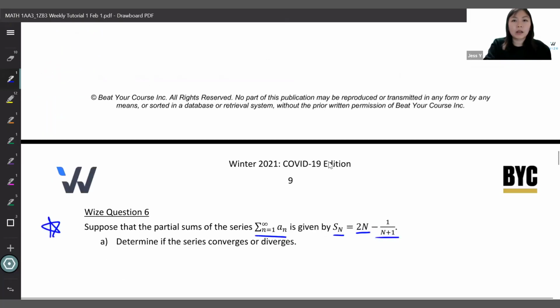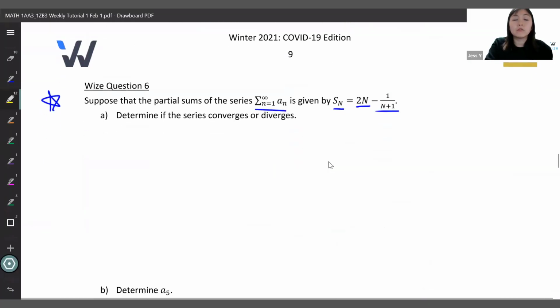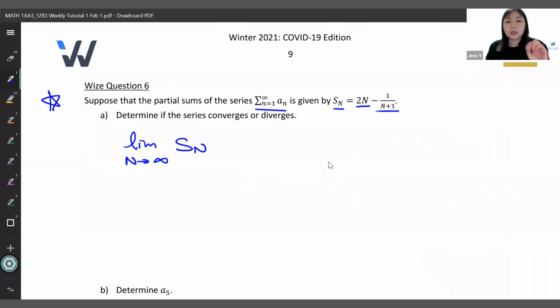Stay on this page. I'm just going to scroll back up. Look at the definition. It says that the series converges if the limit of the partial sums equals a finite number. So we are going to find the limit as n goes to infinity of Sn. Be very careful. This is a common mistake I see students make. They get confused between series convergence versus sequence convergence. When I'm asking if a sequence converges, I'm finding the limit as n goes to infinity of an. When I'm asking if a series converges, I'm looking at the limit as n goes to infinity of Sn. There's a difference there.